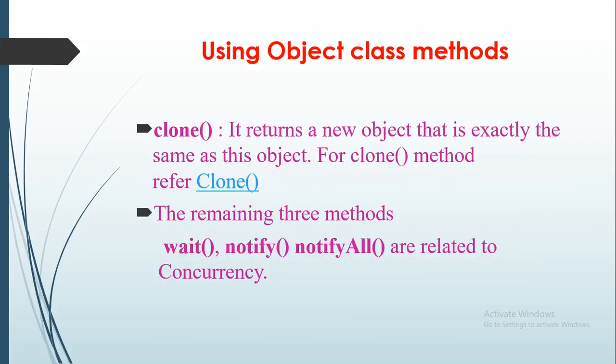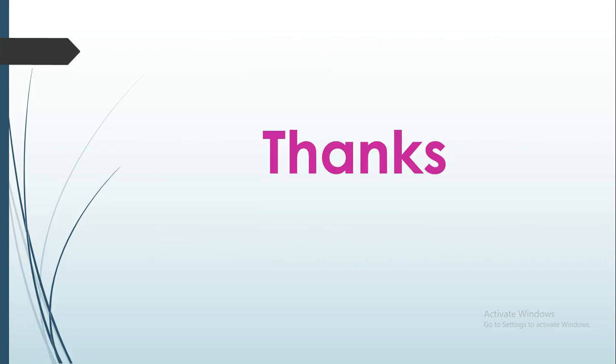Next is clone. It returns a new object that is exactly the same as this object. For the clone method, refer to the clone tutorial. The remaining three methods, that is wait, notify and notifyAll, are related to concurrency. So these are the things related to the Object class in Java.